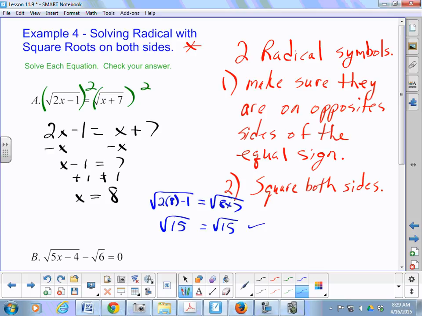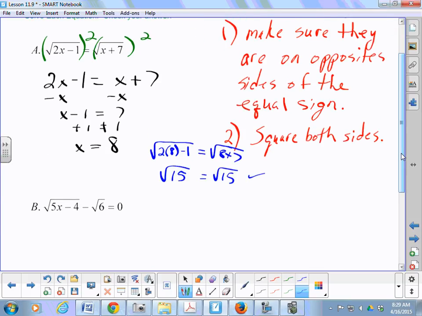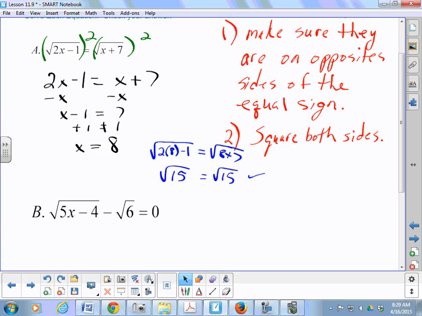Now, here's our situation. We've got two radicals again, but they're on the same side. So the first step I've got to do is to move one of them to the other side, because we want them on opposite sides so we can square both sides. Now, here's the thing. Could I do this problem by leaving them both on the same side? The answer is yes, you could.